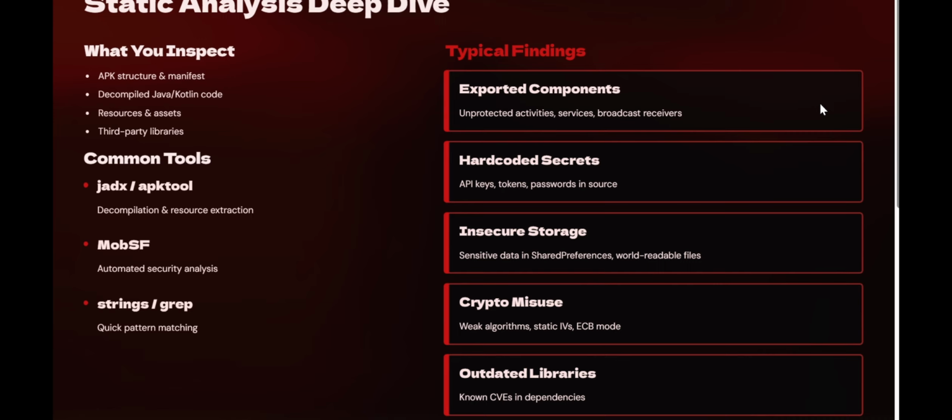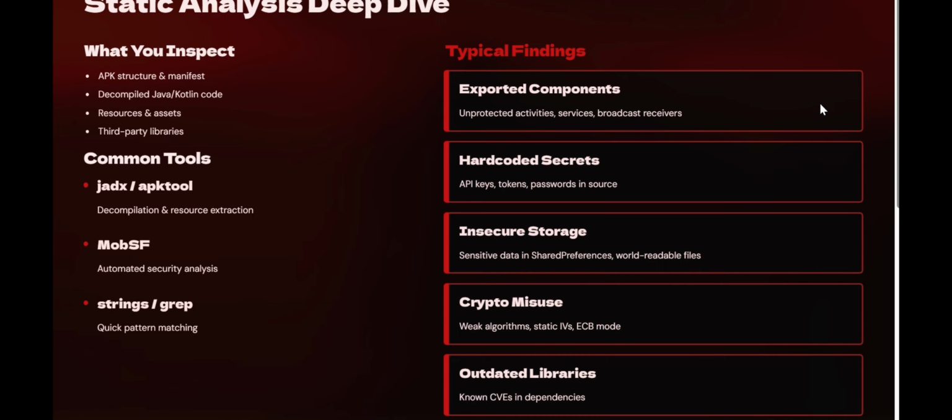And we are able to find hardcoded keys, insecure configuration, exported components, suspicious libraries, weak crypto usage, debug flags, and embedded secrets. So this is what static analysis means, and the things we typically find.